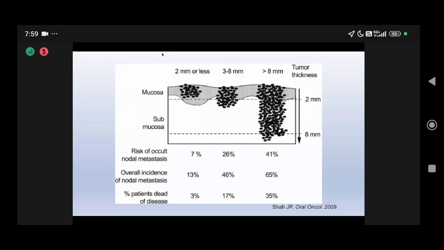In a paper from Nitin Shah from 2009, you can see the different risk biology and aggressiveness of the tumor according to the depth of invasion. As you can see, as the depth of invasion increases from 2 to 3 to 8 to more than 8 mm, the risk of focal metastasis, overall incidence of nodal metastasis, and patients dead from disease increase drastically.